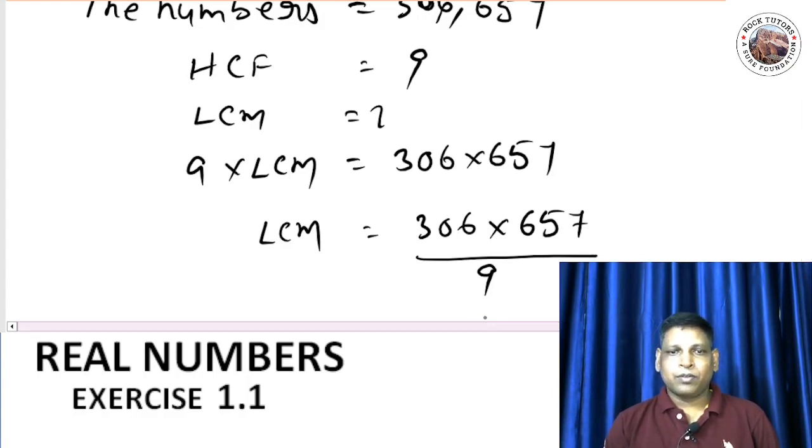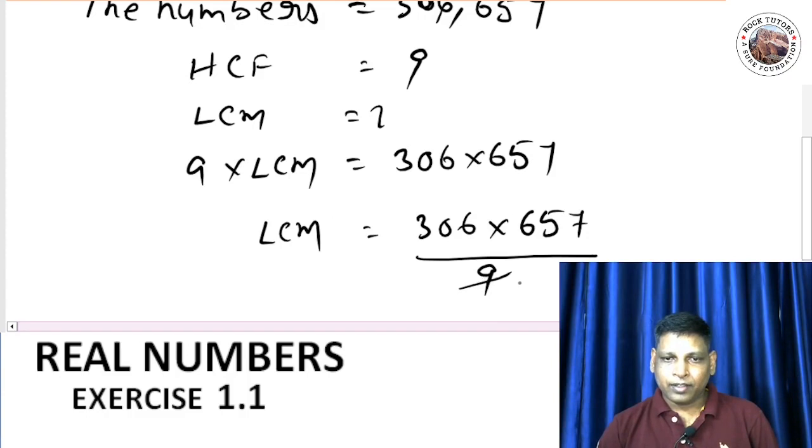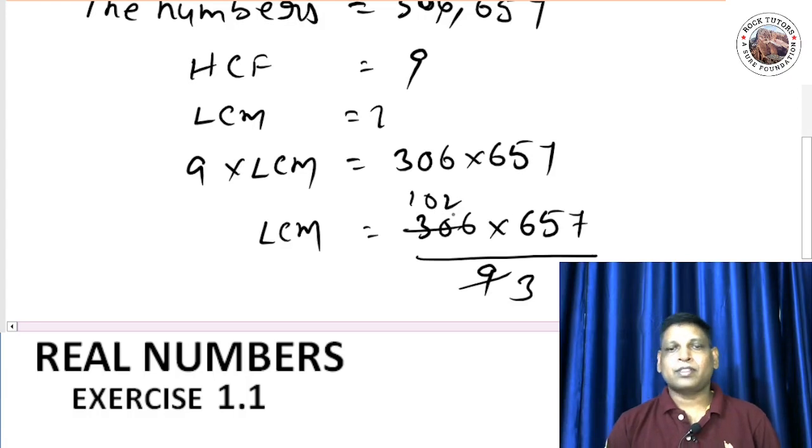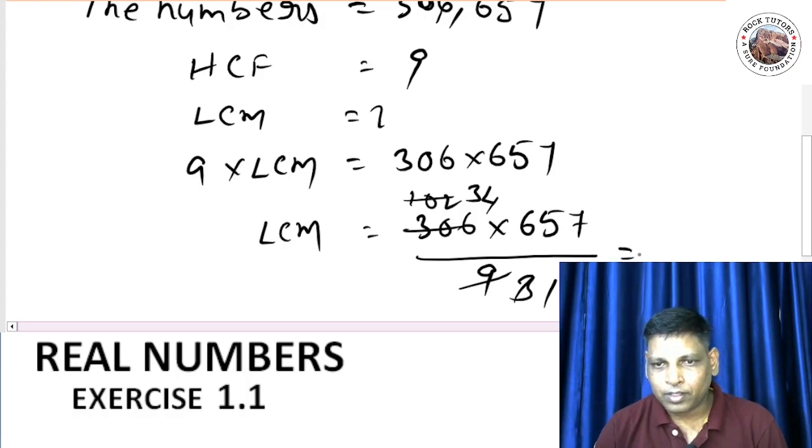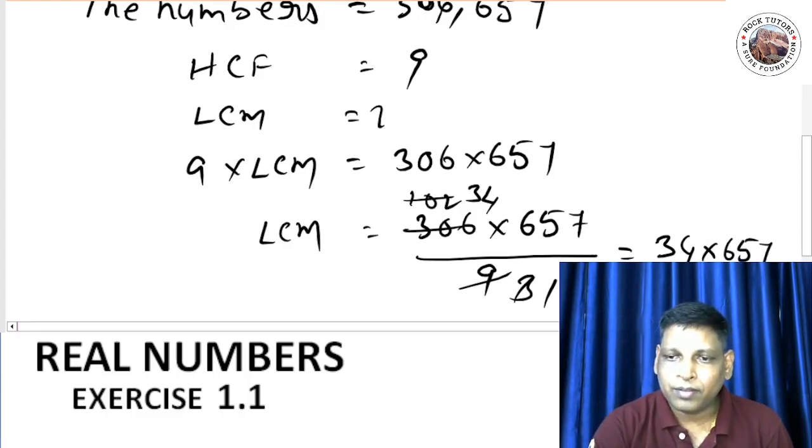Now, 9 table. So here 306, 3 table. 3 threes are 9, 3 ones are 3, 0, 2 ja. Once again 3 table, 3 ones are 3, 3 threes are 9, 1 3 4. So now I can write this as 34 into 657. Multiply these two, we will get the answer.